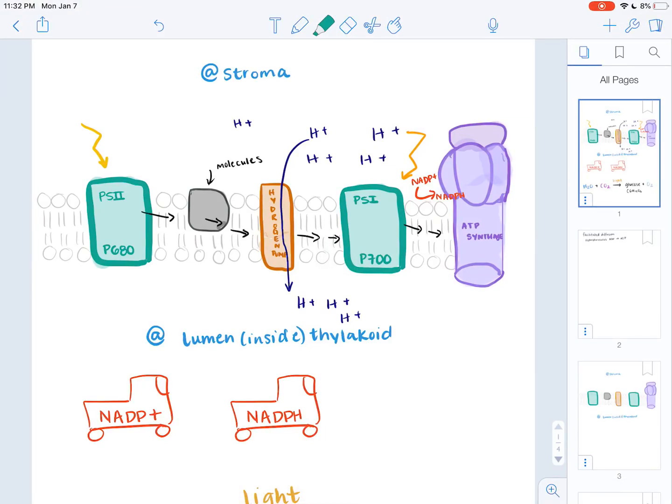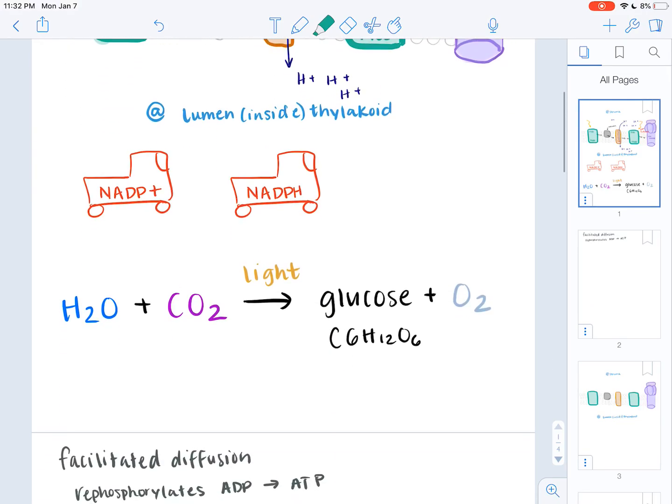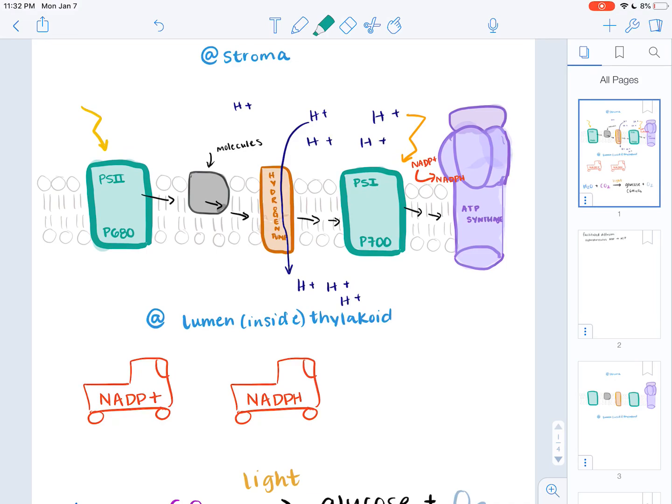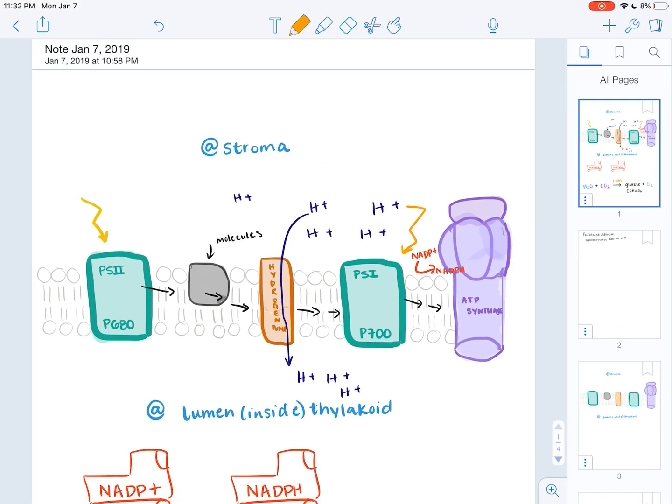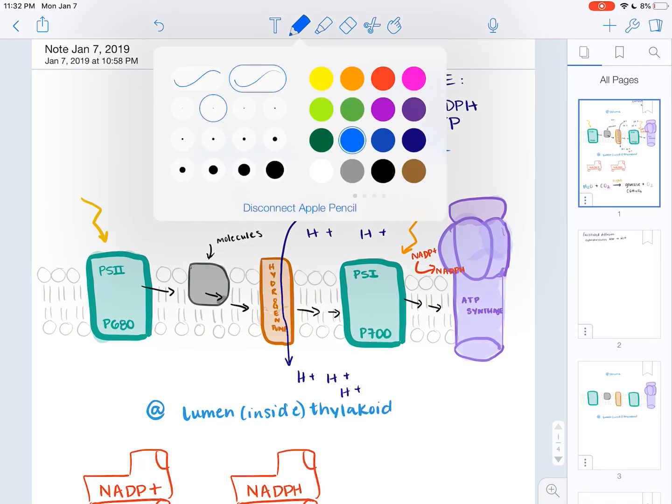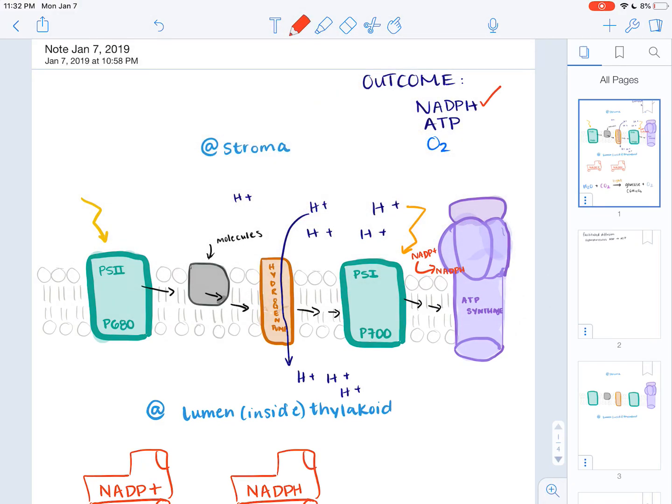All right, so when that electron gets captured by the NADP plus and becomes NADPH, remember when we saw on the other page, that was one of the ingredients that we needed for the Calvin cycle. So again, our outcome for the light dependent reaction, what we want as the outcome, is NADPH, ATP, and we're going to get a byproduct of oxygen. So we could check this off of our list because cool, we got NADPH.